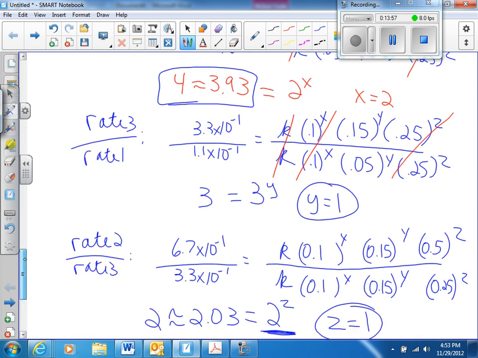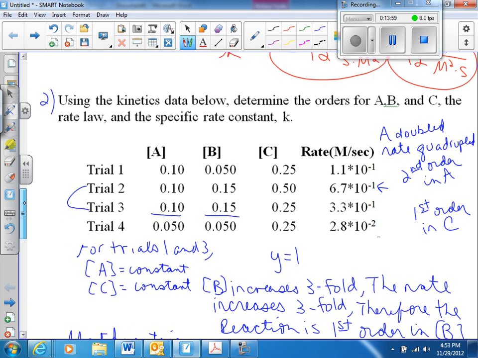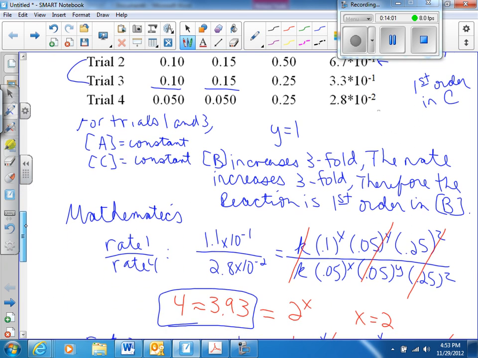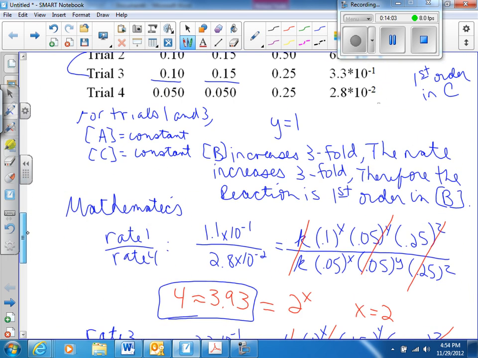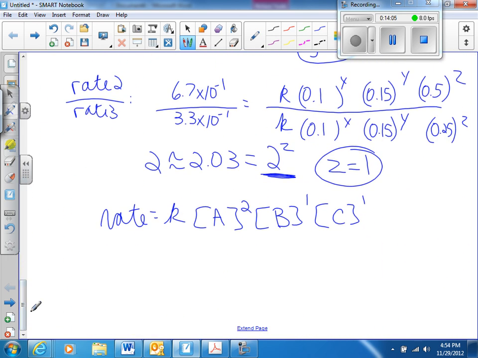I didn't actually ask you to do that, but I'm going to add that in. Oh yeah, I did ask you to do it. Get the specific rate constant, and we're going to also include the units. So I'm going to work that out, plugging everything in, and just show you the work. I'm going to use the first trial for this. We could use any trial. You'll get the same value for k.